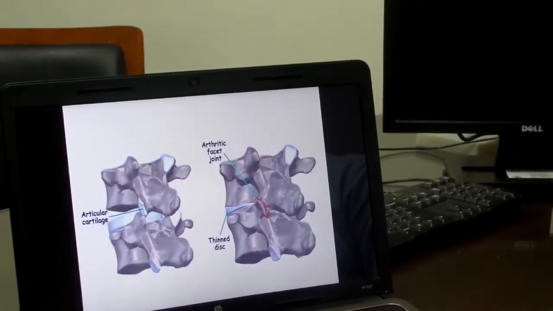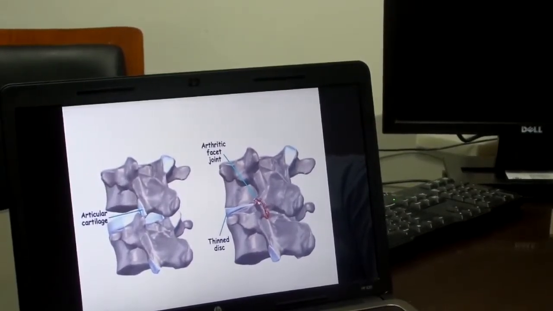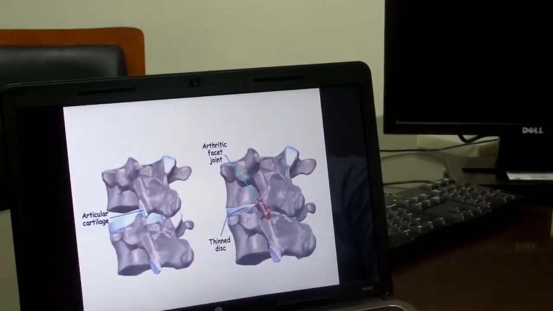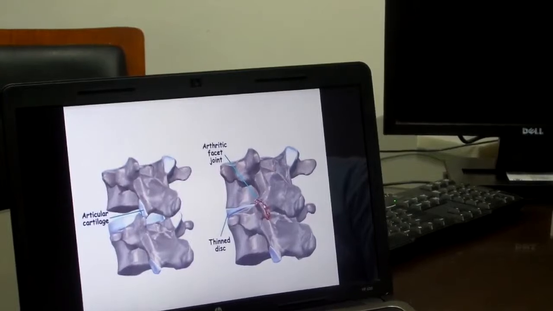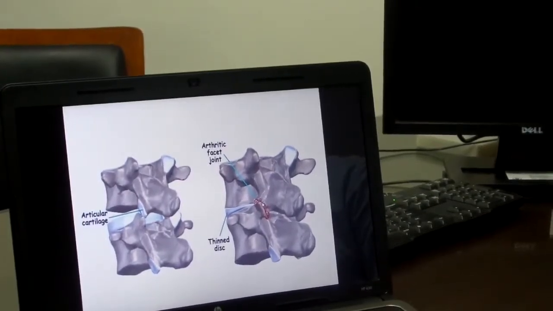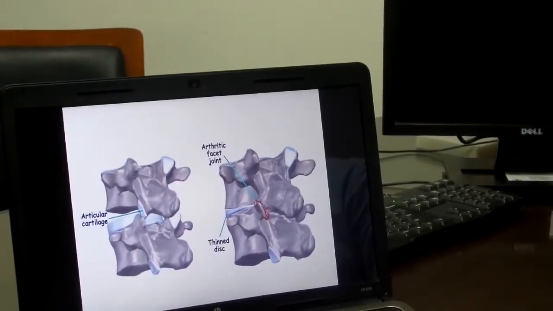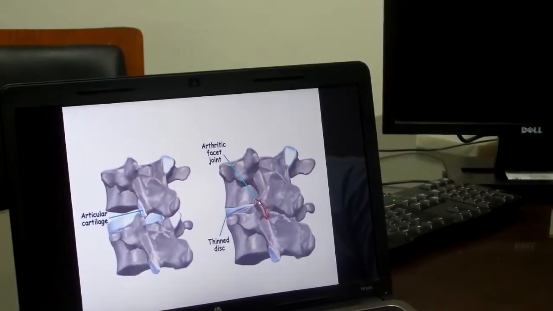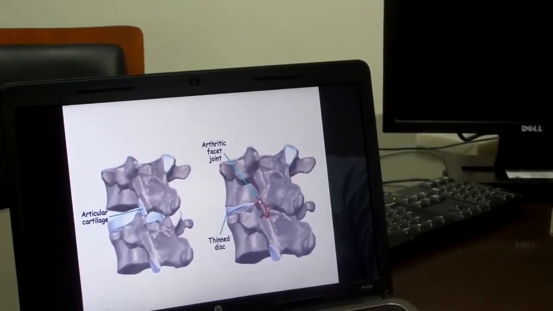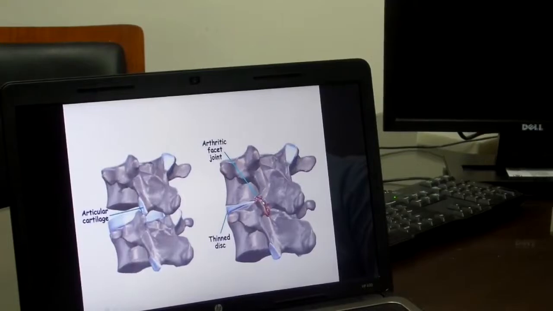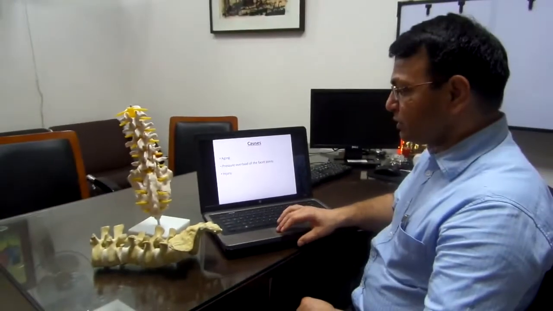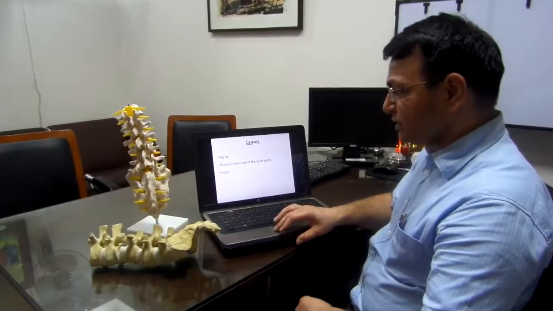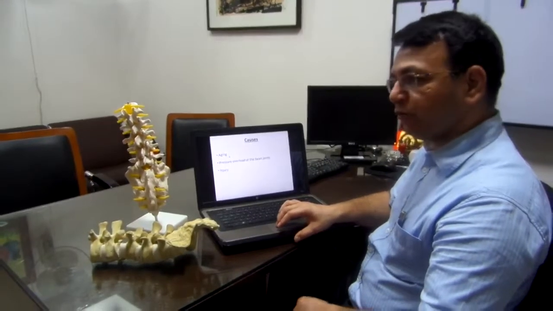The smooth gliding surface is gone, and that is replaced with rough, wavy edges of the damaged joint, where the bones do not articulate smoothly with each other. Instead, they have rough edges which rub against each other and lead to inflammation and subsequently pain arising from the facet joint. The causes of the facet joint syndrome are age-related wear and tear.